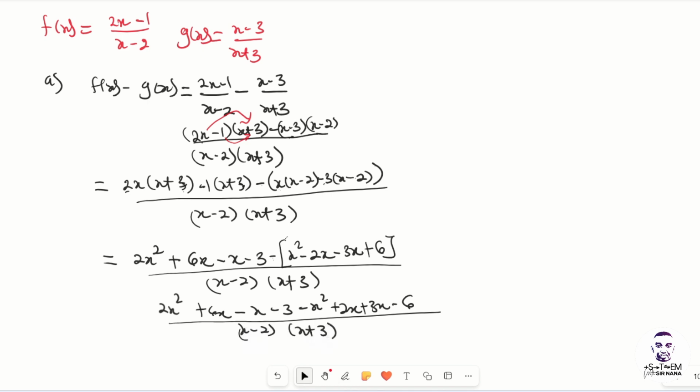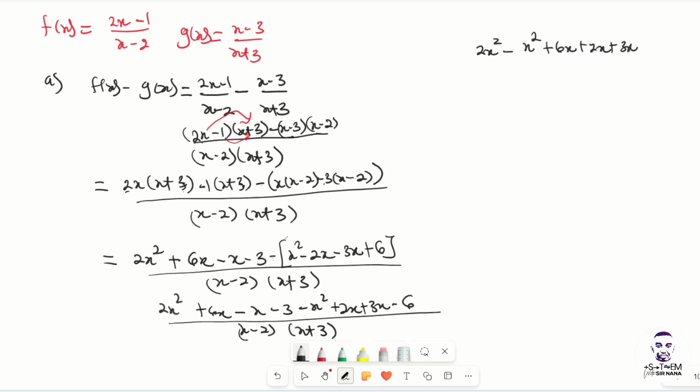So here we can group like terms. All those terms with a square, we can have 2x squared minus x squared, then we can have plus 6x, then we can have plus 2x, and then we also have plus 3x.